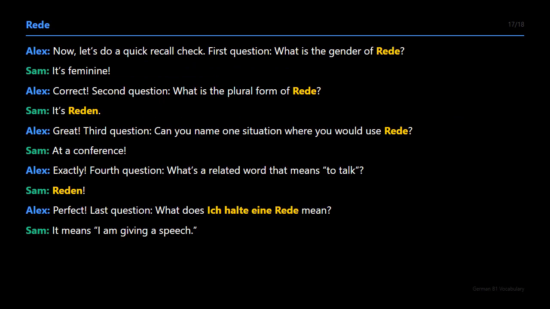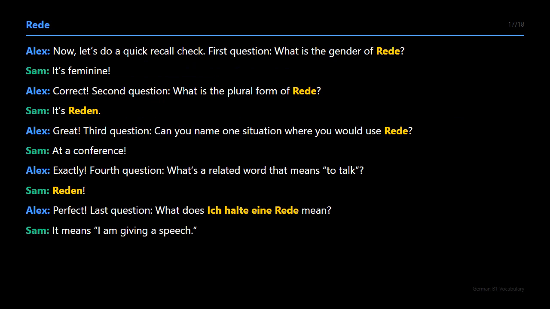Now, let's do a quick recall check. First question, what is the gender of Rede? It's feminine. Correct. Second question, what is the plural form of Rede? It's Reden.